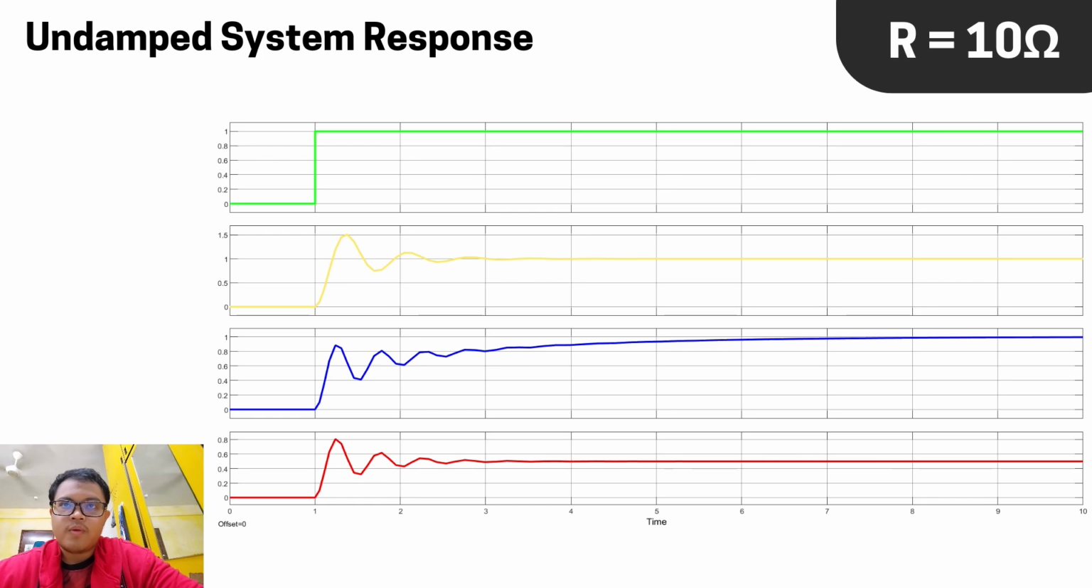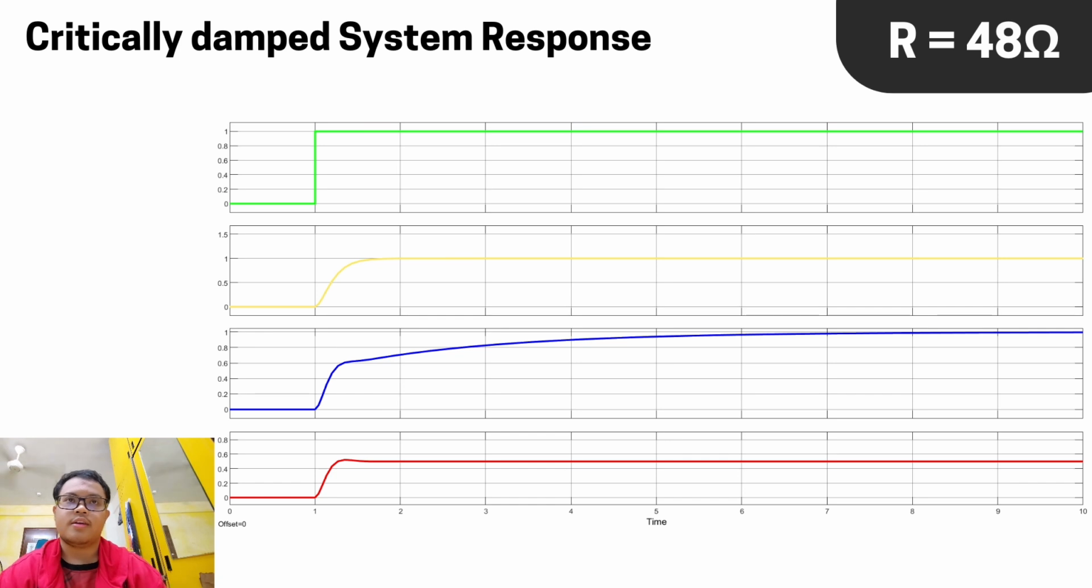while the PID controller keeps on oscillating until it gets to the value that is desired, which is 1. So we can say that the settling time for the PID controller is larger. Next, we will check the critically damped system response, in which the R value reaches 48 ohms.